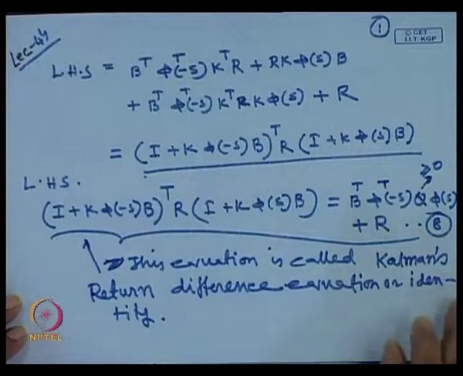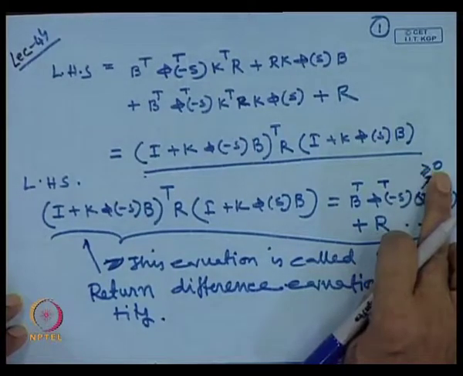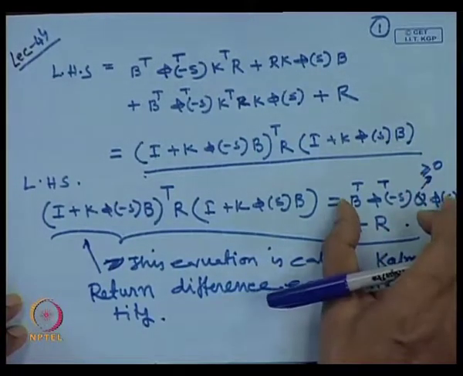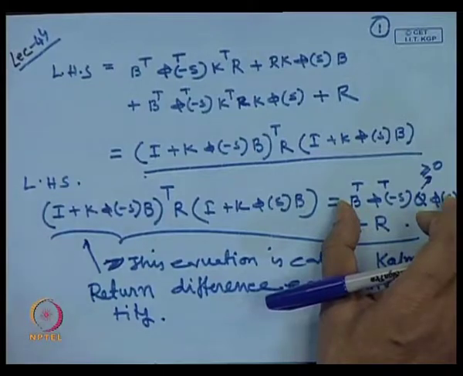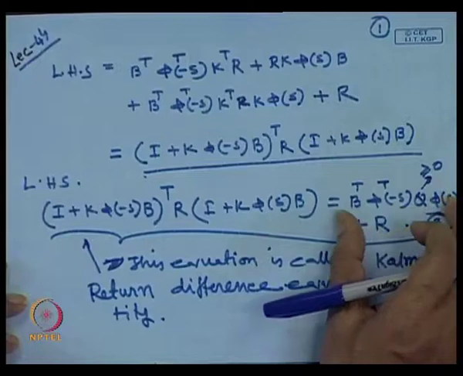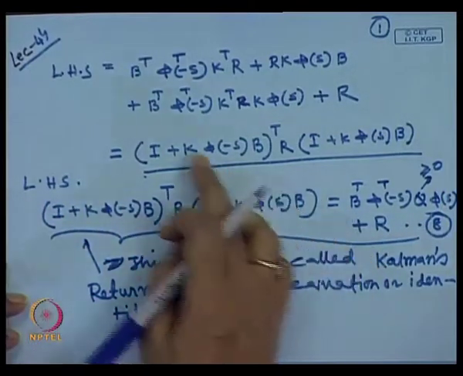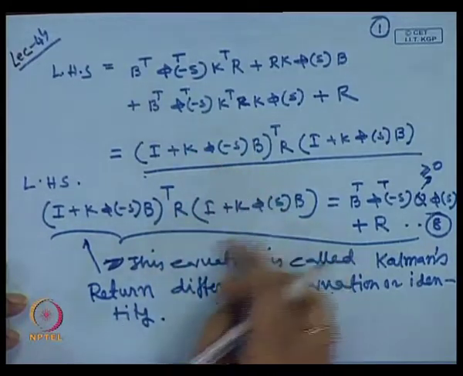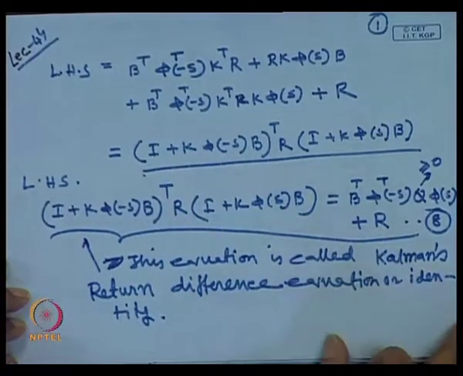So, this equation, since Q is greater than or equal to 0, means positive definite. This quantity, for any frequency if you shift from 0 to infinity, will be a non-negative number. So, I can write that this quantity is always greater than or equal to capital R.